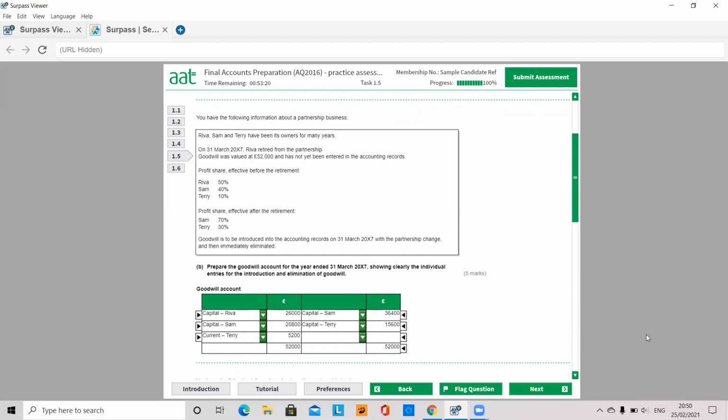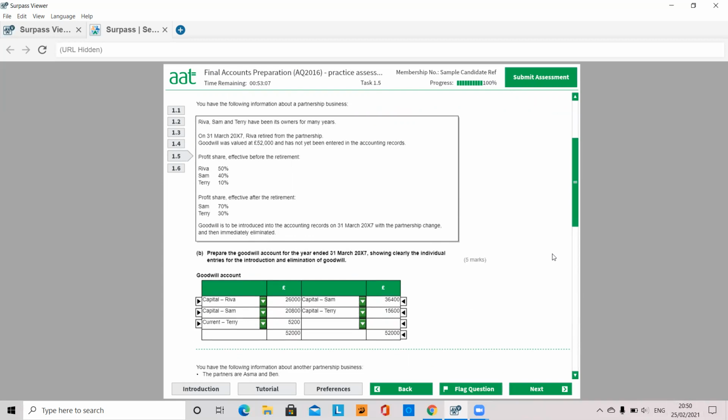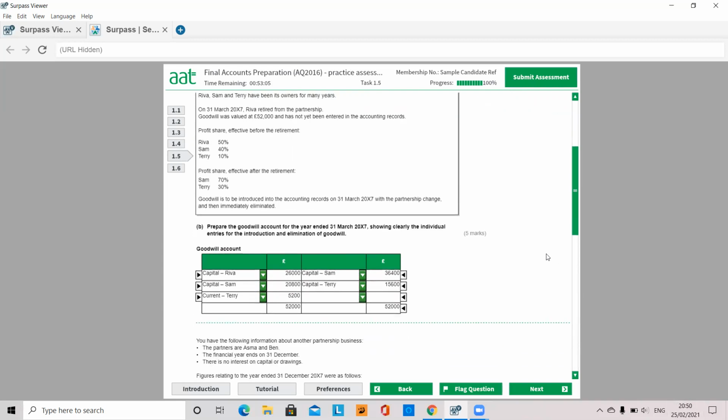Okay. Again, if I was in class, I would draw the full T account so you can see how it all fits together. And then it says we're now going to eliminate goodwill immediately using the new profit share. So if you imagine that on the capital accounts of Riva, Sam and Terry, on the credit side, you'd have 26,000, 20,800, 5,200. And now we're going to basically close that account with the balance carried down.